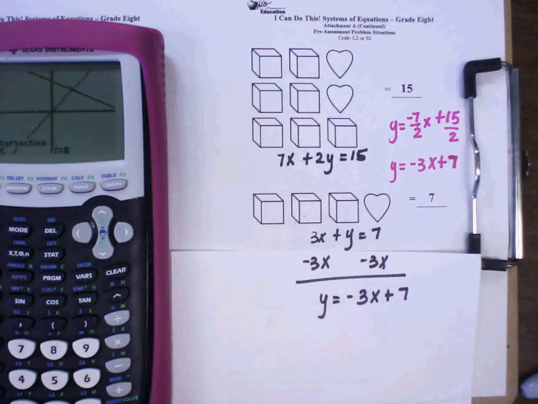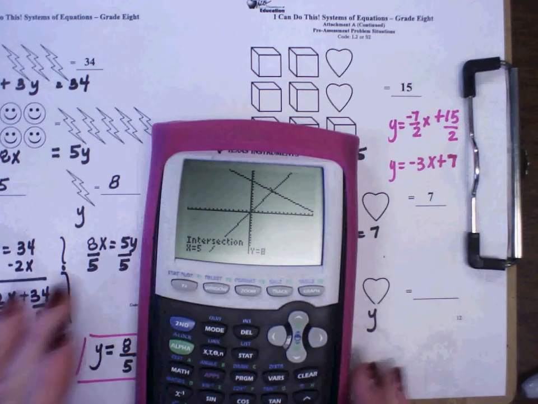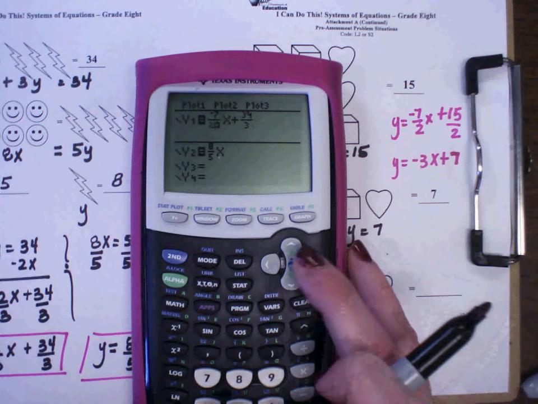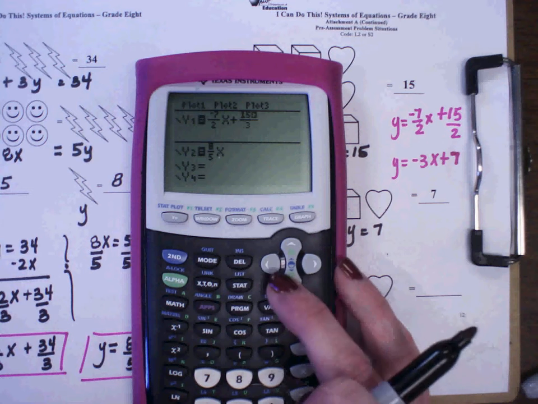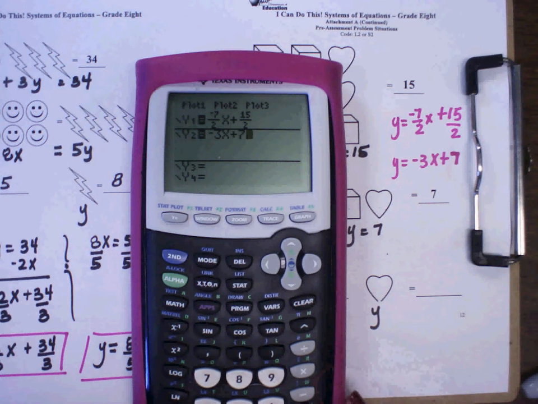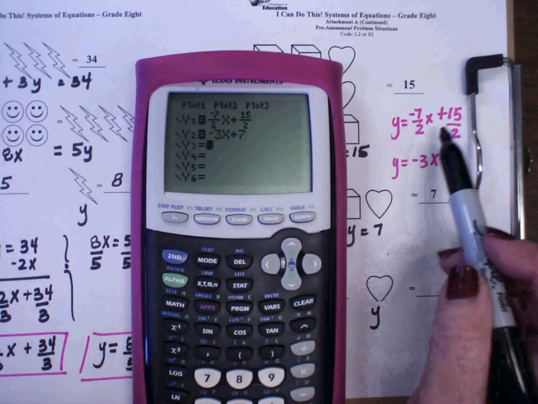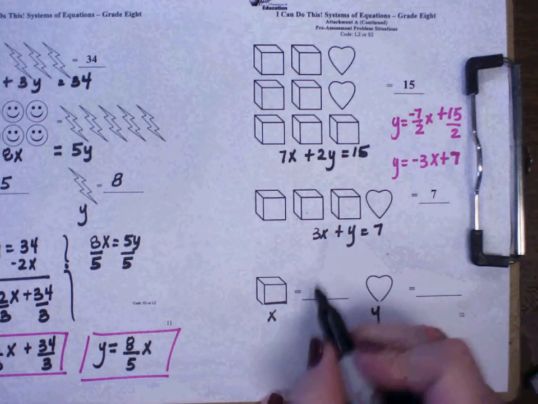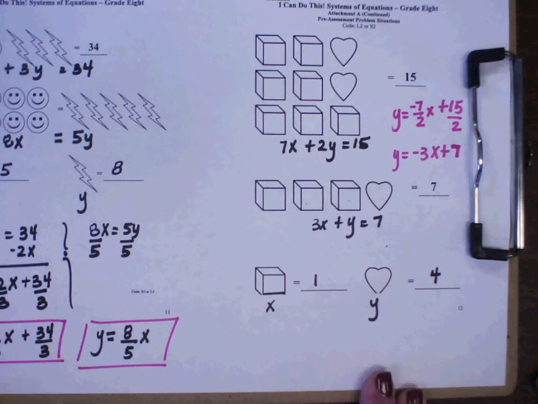All right, so am I going to have to change the y-intercept? Not really. I changed it to 15, so I can just leave it at 15. It should be okay. So let's go to the y equal to. I don't want to change those numbers, so I'm just going to rewrite on top of them. Make sure that you get that the cubes are 1 and the hearts are 4.